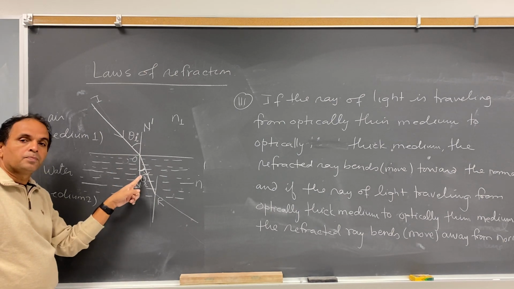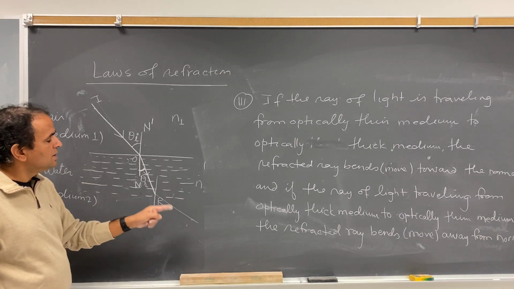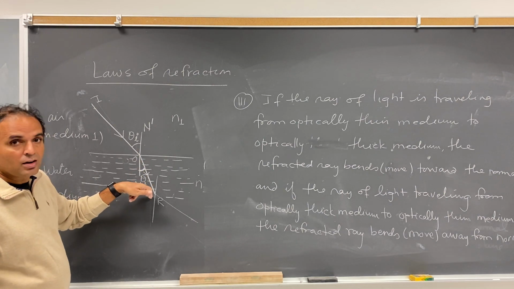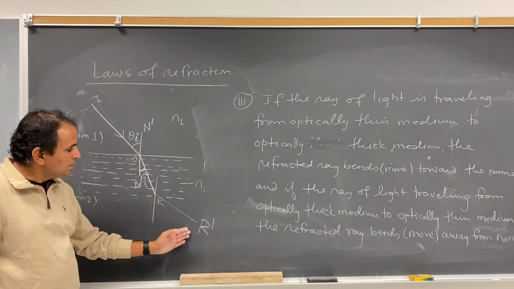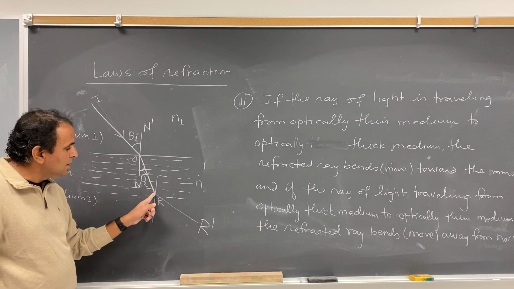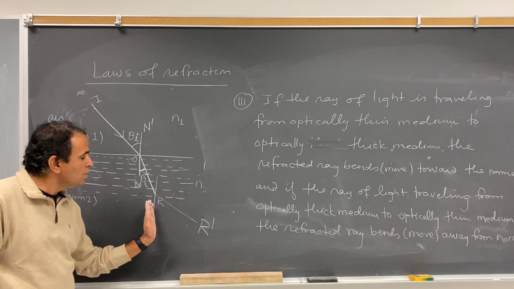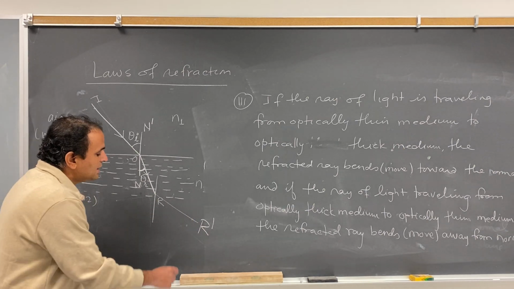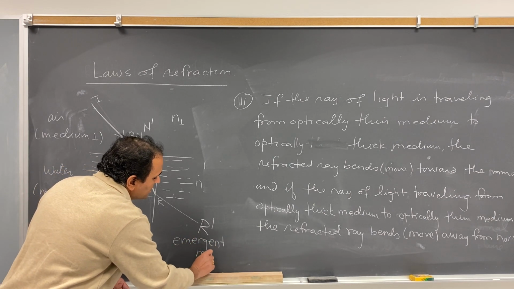Here is the normal. But if the ray of light is traveling from optically thick medium to optically thin medium, look at this. OR is in water, optically thick medium. Let me call this R prime. So OR to R prime: this is optically thick medium, and this is optically thin medium. So R prime, the refracted ray, moves away from the normal. This ray R prime is a refracted ray. People also call it the emergent ray. The emergent ray is also the refracted ray.